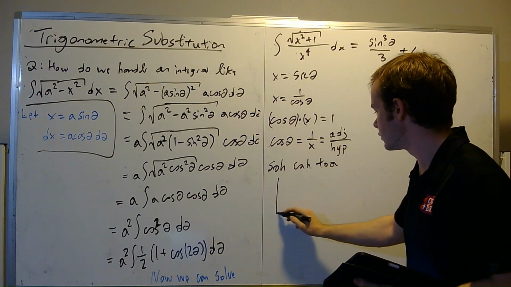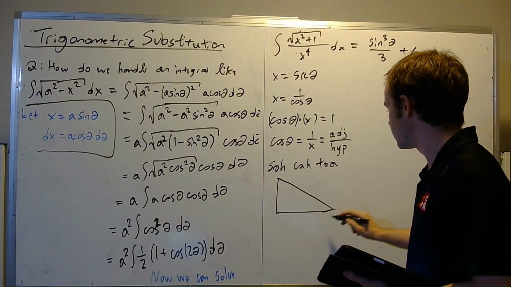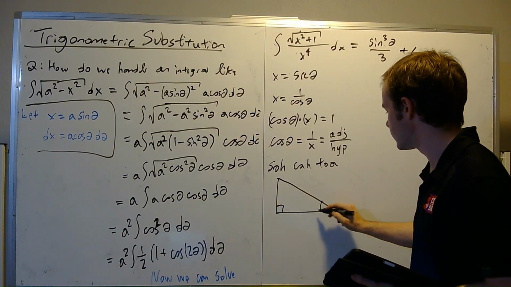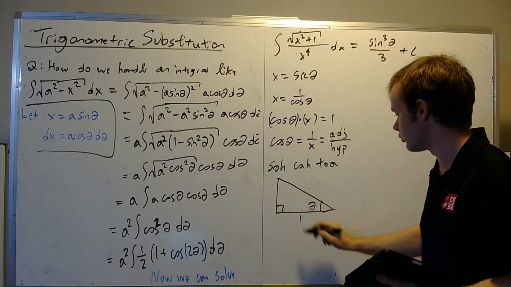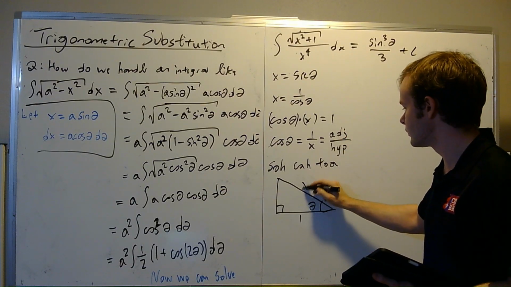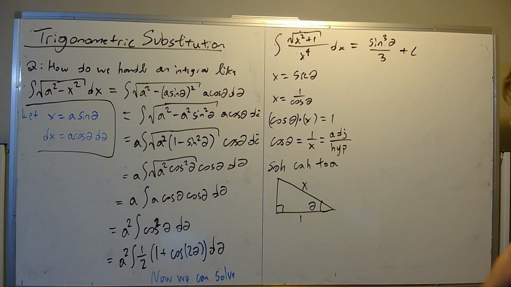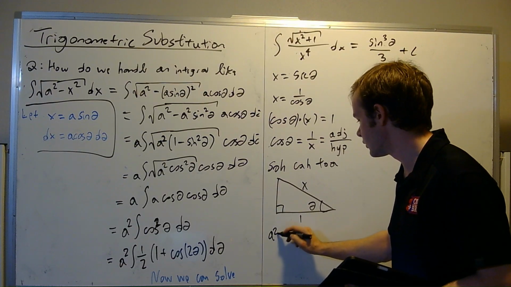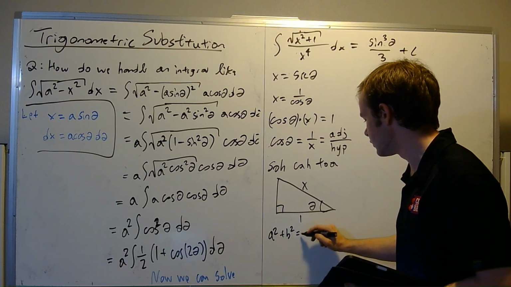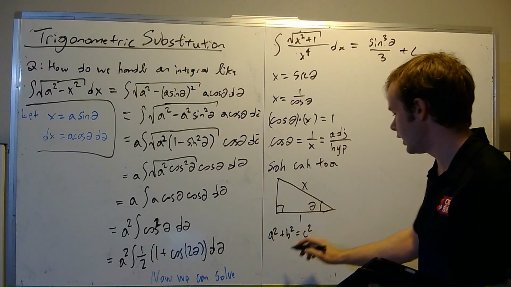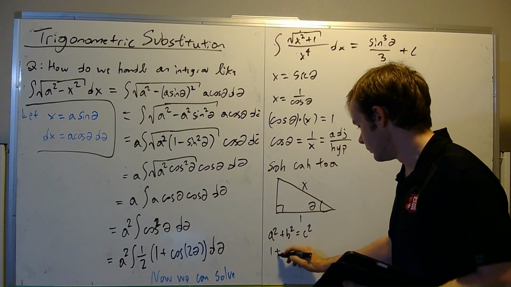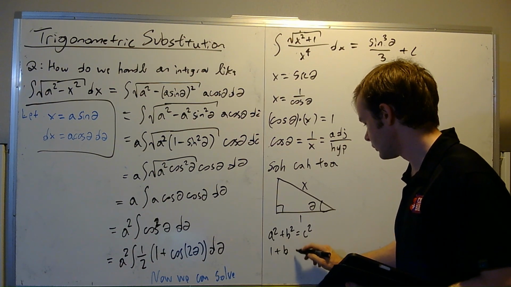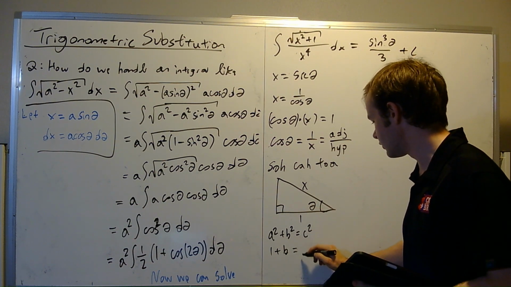So if we draw our triangle again, this is our right angle, this is the angle theta, and we said the adjacent side to theta is 1, and the hypotenuse is x. And now we're left solving for this side here. So a squared plus b squared is c squared. And we know a is 1. So 1 squared is just 1. We don't know what b is, but we know that c is x.